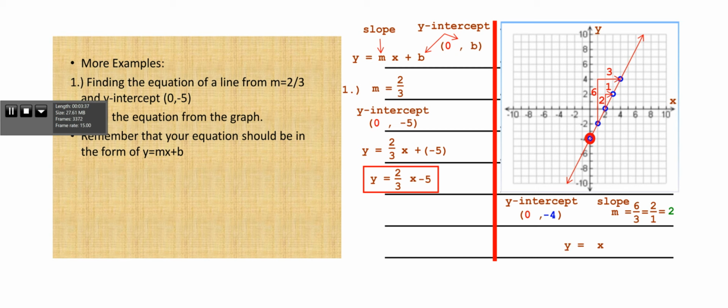So finally, our equation: y equals our slope of 2, and the y-intercept that we previously found is -4. So y equals 2x minus 4 is our equation in this case. Hooray, we found both of our examples here, the equation for both.